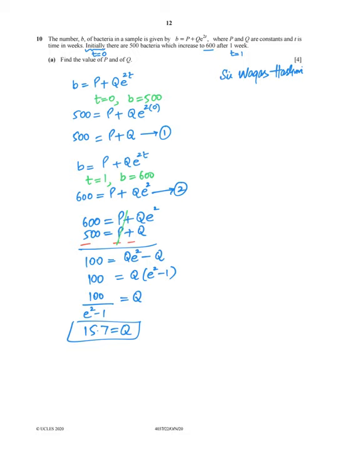And for P, I can use any equation, so I'm now using equation number 1. That is P plus Q equals 500. Q is 15.7, so the value of P is equal to 484.3. That is your answer.